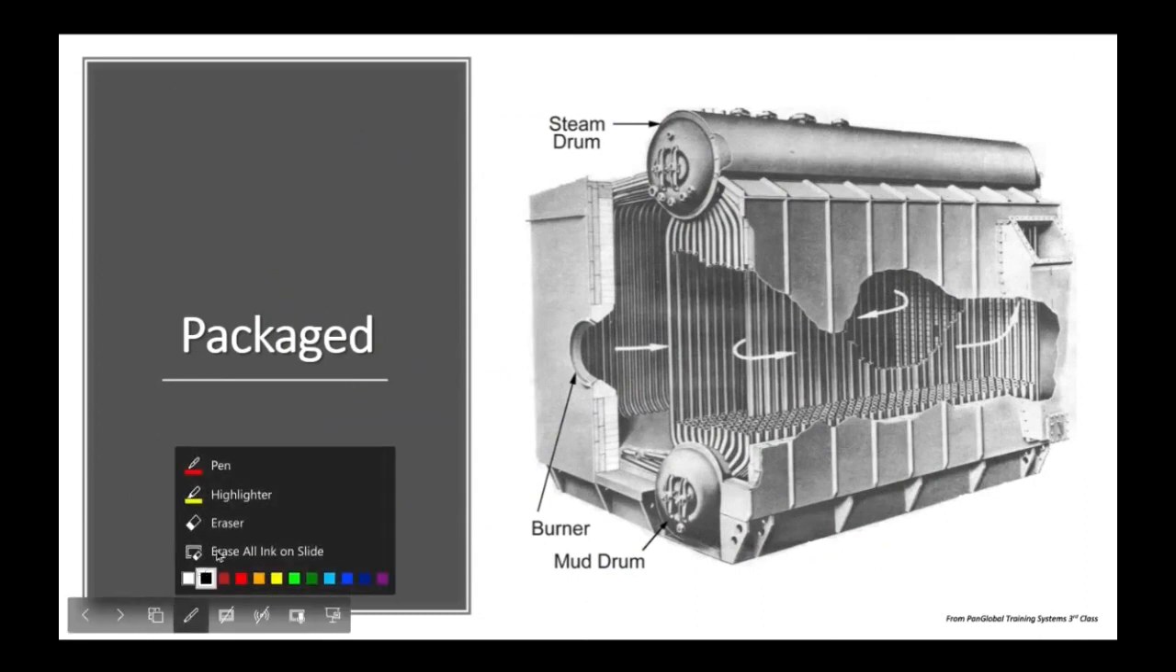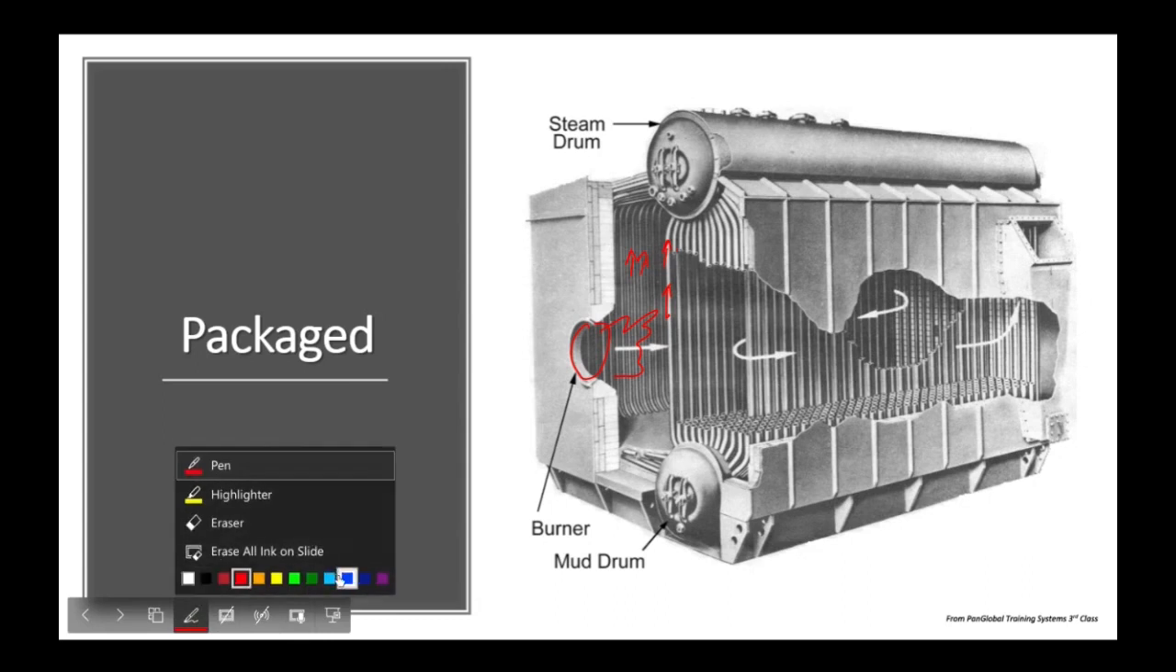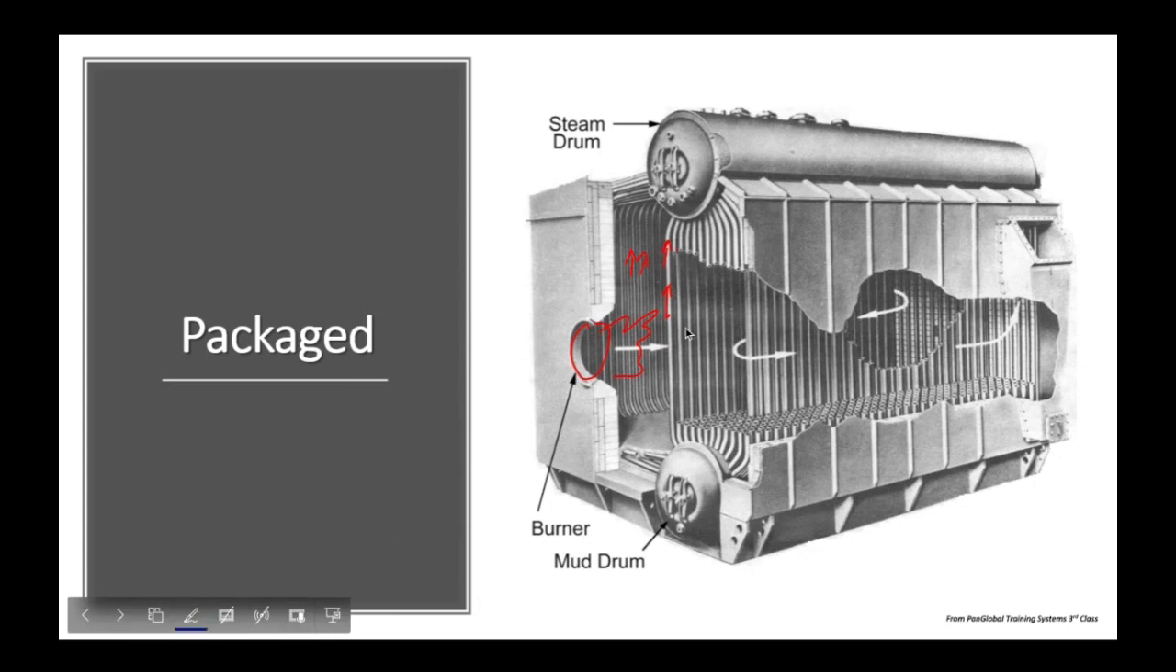So here is where the burner goes. You've got flames in there. And so anything exposed to radiant heat is a riser. So these tubes here on that wall are risers, and these tubes here that are closest to the fire are risers. And then we also have, in addition to risers, some downcomers.